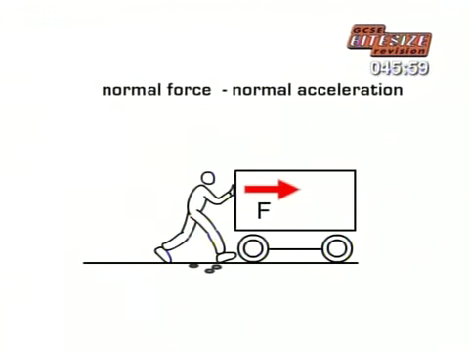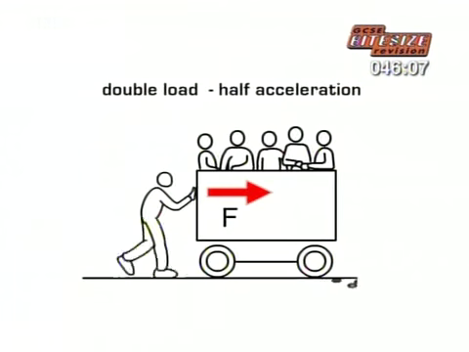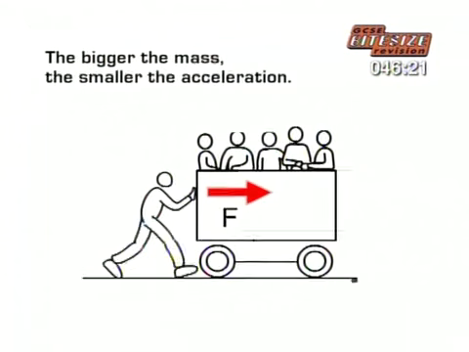You need an unbalanced force to make something accelerate or decelerate. In fact, if you double the force, you double the acceleration. If you double the load, that's the mass, you halve the acceleration. The bigger the unbalanced force, the bigger the acceleration. The bigger the mass, the smaller the acceleration.